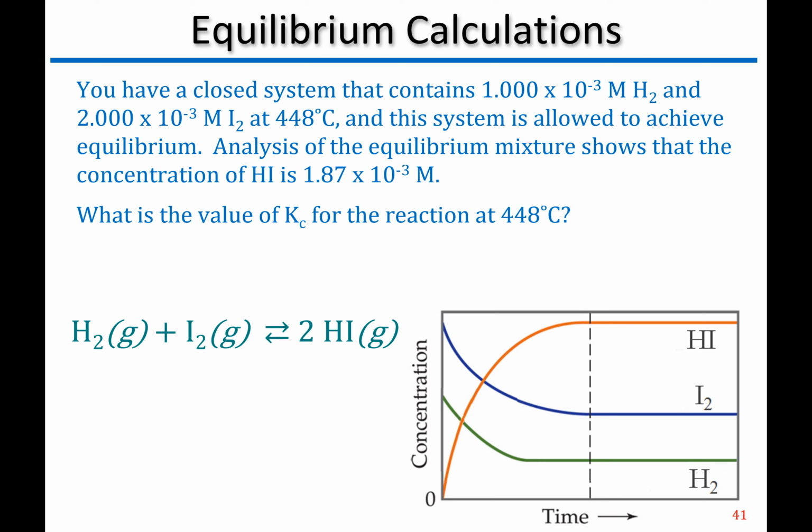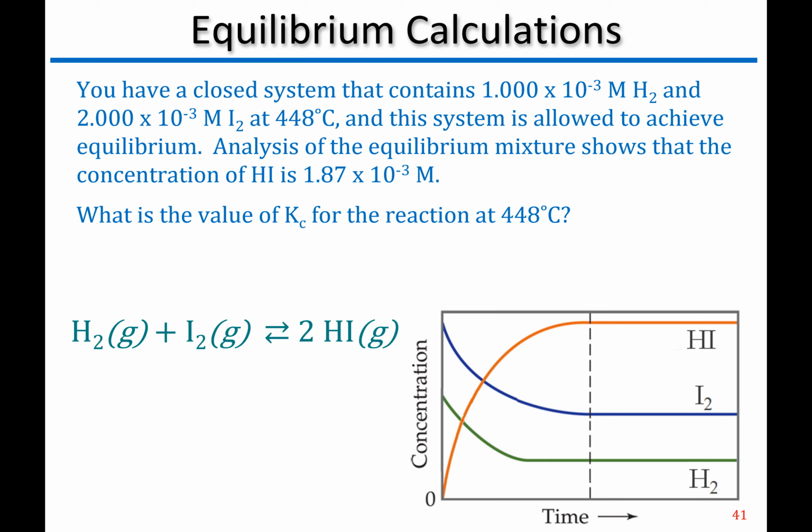So we have a question. It says you have a closed system that contains 1 times 10 to the minus 3 molar H2 and 2 times 10 to the minus 3 molar I2 at 448 degrees C. The system is allowed to achieve equilibrium, and analysis of the equilibrium mixture shows that the concentration of HI is 1.8 times 10 to the minus 3 molar. It wants to know what is the Kc value for this reaction at 448 degrees C. And they give us a reaction equation. So we see H2 plus I2 gives us 2HI.